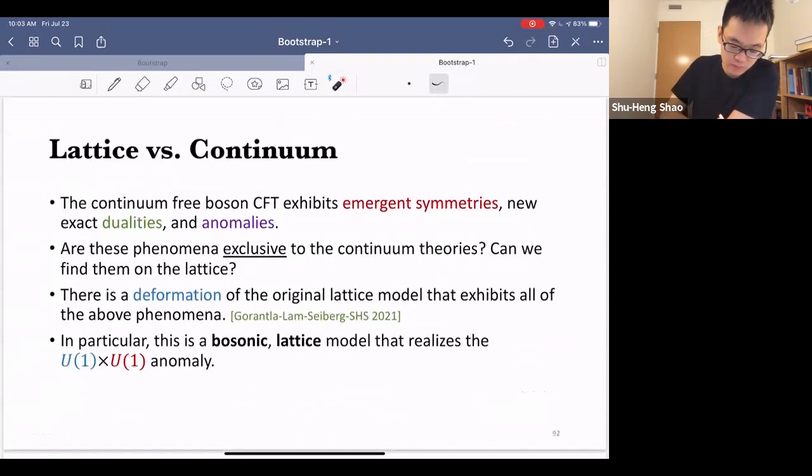So the continuum free boson CFT, which features throughout the lectures, exhibits interesting emergent symmetries, dualities, and anomalies. The question is, are these phenomena exclusive to the continuum theory? Can we find them on the lattice as well? There is a prejudice that has existed in the literature for a very long time, that people always think the winding symmetry cannot be realized on the lattice. Similarly, there couldn't be such an exact T-duality on the lattice.